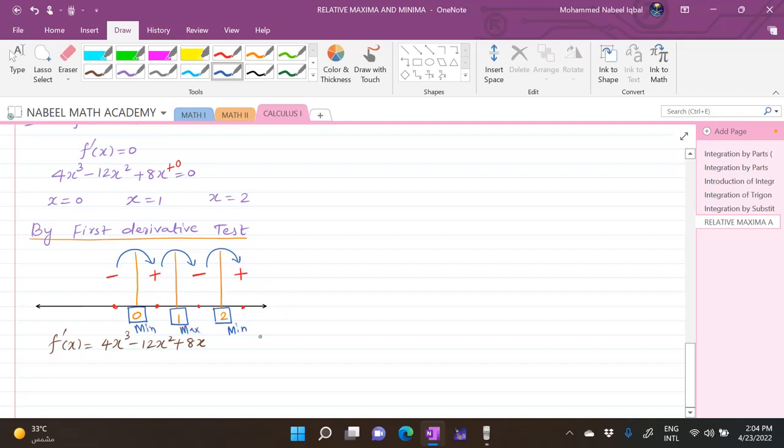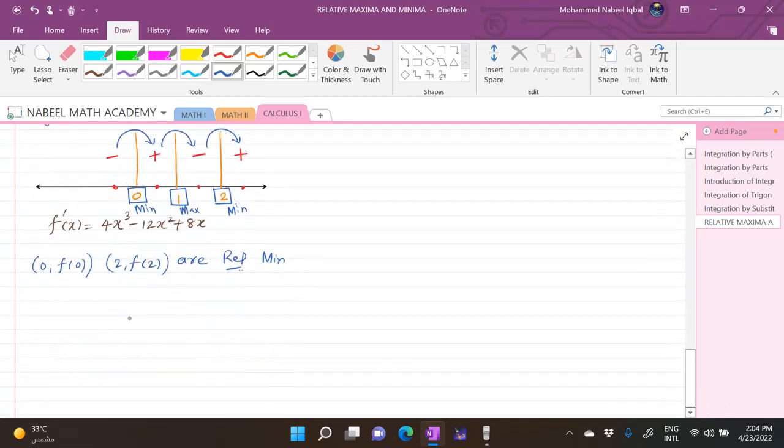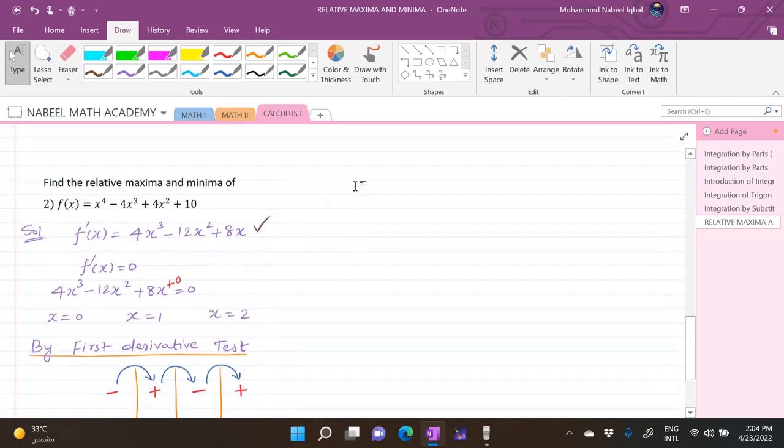So I write the values. There are two values you will find. 0 comma f of 0 and 2 comma f of 2 are relative minimum, because two minimum points are there. The maximum point, 1 comma f of 1, is relative maximum. This is the same conclusion you will find if you use the second derivative test. Let us go with this one.